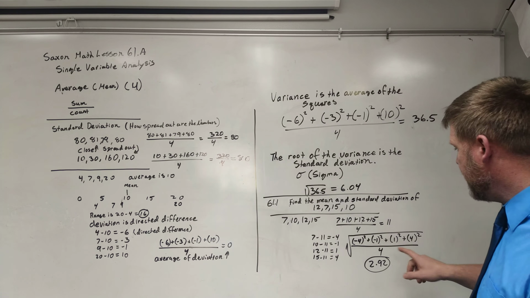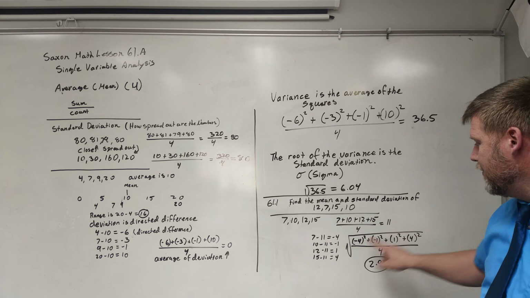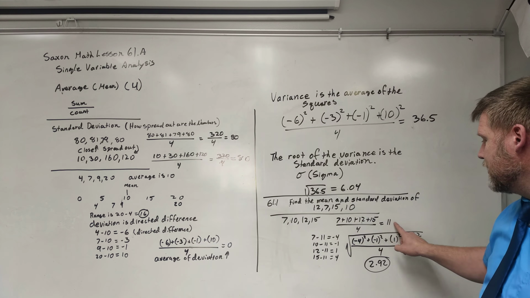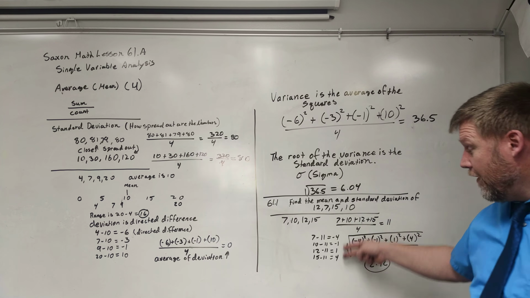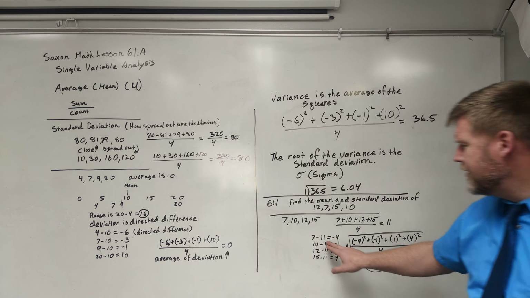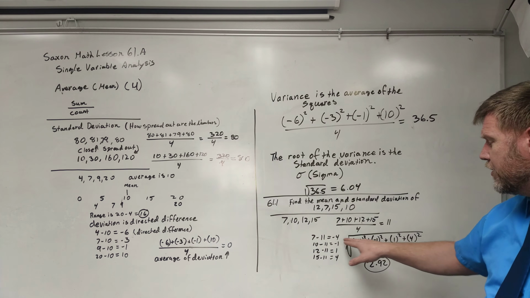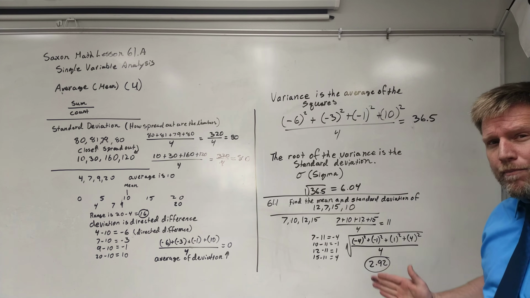Well, once again, how do I find out my deviation? Well, my deviation will be 7 minus 11, which is -4, 10 minus 11, -1, 12 minus 11, 1, 15 minus 11, 4. Now, once again, if I added all these up, I'd end up with 0. It's a good way to check it, but I'm not going to add those. I'm going to take the square of each one of these and add them.